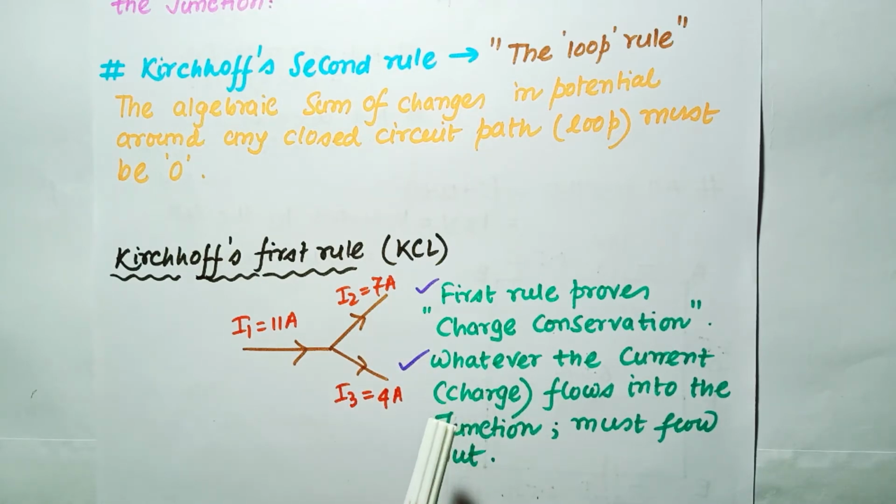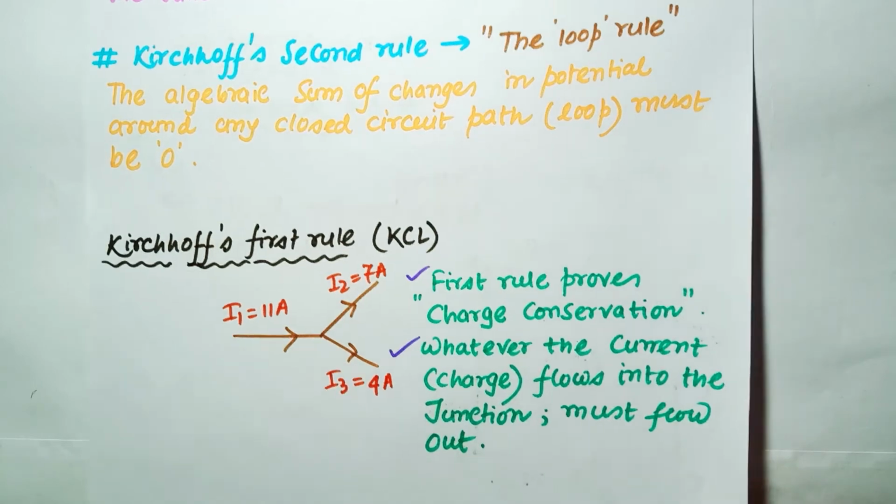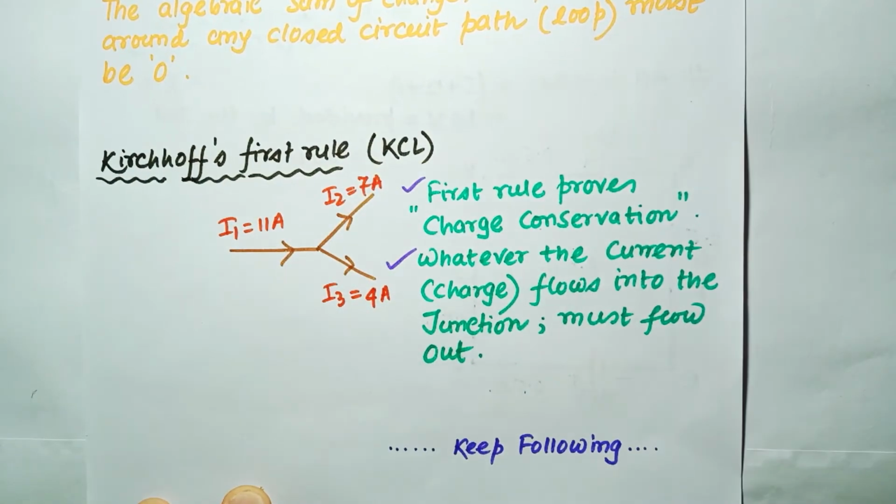So you can see it is an application of the conservation of charge at a junction. As we all know, current is the flow of charge, or better to say electron flow. So whatever charge flows into a junction must flow out. The first rule proves this is charge conservation. Whatever current or charge flows into the junction must flow out. So from Kirchhoff's first rule we get the idea of charge conservation.